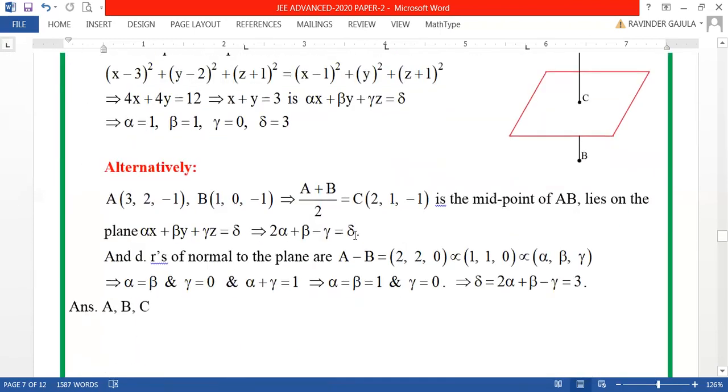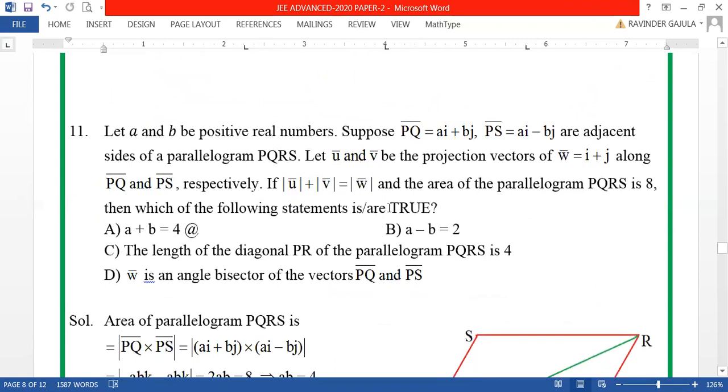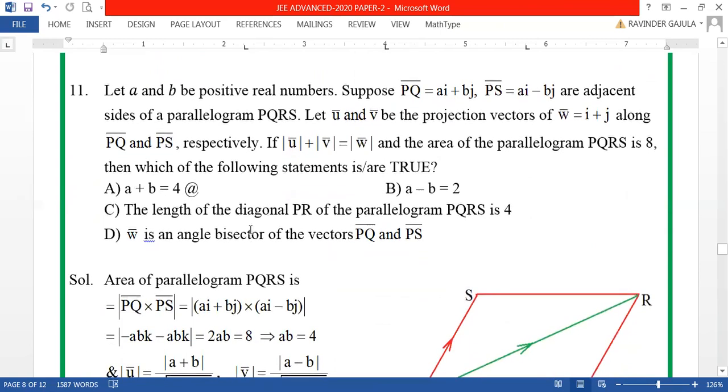Of course, it can also be answered in another way, by substituting the midpoint of the segment on the plane and comparing the DRs of line segment AB with the normal to the plane. So you will have conditions for the values of alpha, beta, gamma, delta. This is another way of answering this question. Now coming to the next question, which is on vectors.